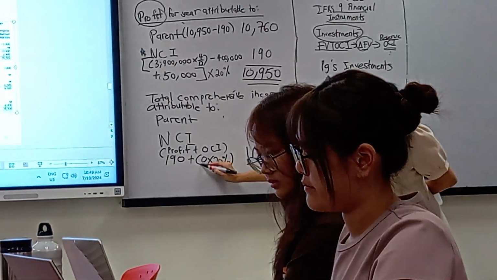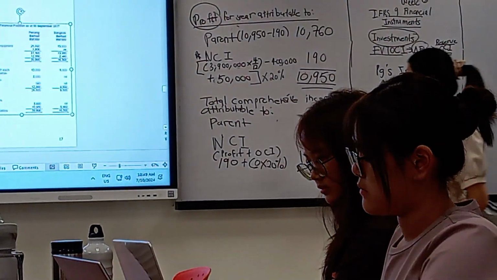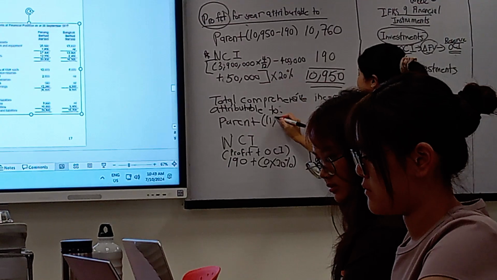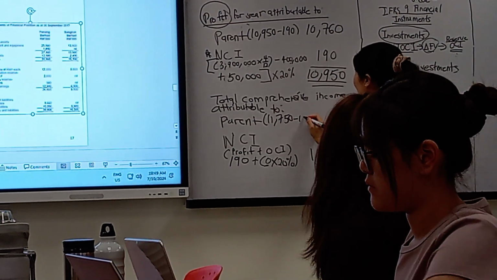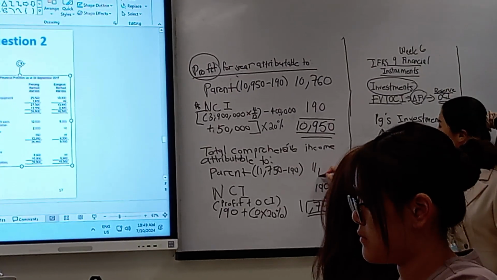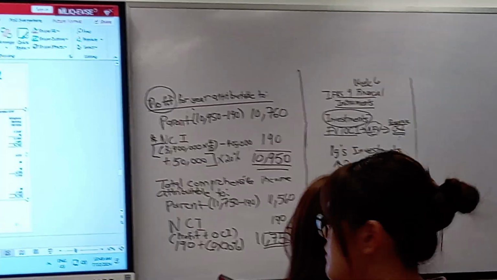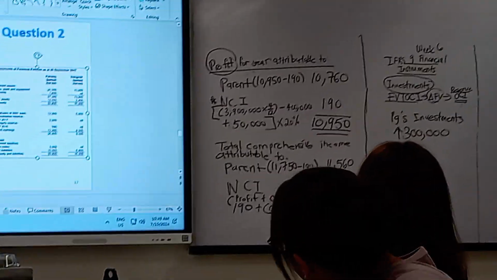If there is a figure here, then it will not be 0. You will have to times it by 20%. And then you just find the difference: 11750 minus 190, and you will get 11560. This will complete your group profit and loss.